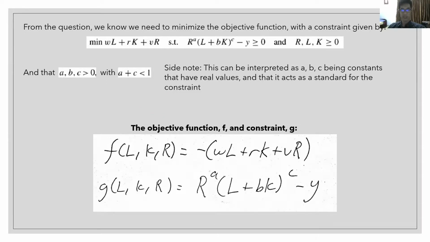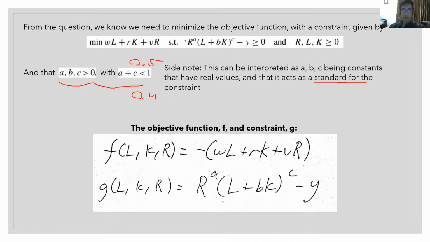from here we can obtain, before I explain the objective function and constraint, that A, B, C are real values and A plus C is a decimal number, so they're either like 0.5, 0.4, something like that. So this can be interpreted as A, B, and C being constants that have real values and act as a standard for the constraint.